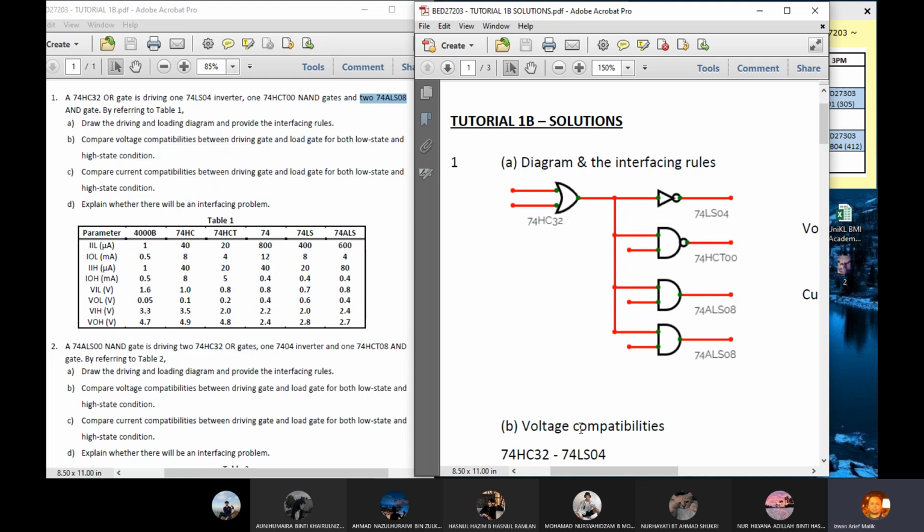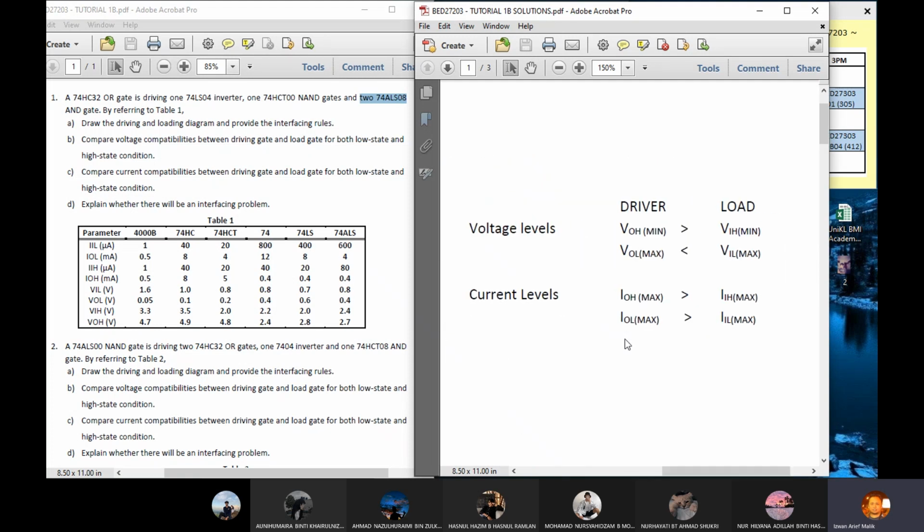Then provide the interfacing rules. You just follow these rules which I have already shared in the notes. For voltage level, we have the high and the low. To know which is high or low, look at the last letter: voltage output high, voltage input high, voltage output low, voltage input low. The values of the output ones must be taken from the driver gate, in this case a 74HC. The load values we take from the 4 load gates.